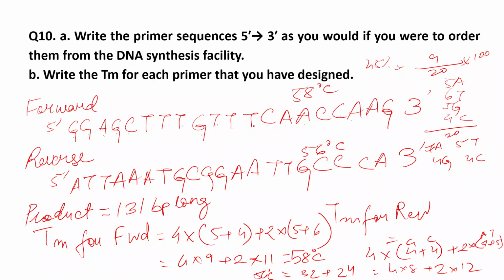And similarly here it will be 7 plus 5 is 12. 12 plus 4 is 16. 16 plus 4 is 20. So 8 by 20 into 100. So this will be 40%. Okay, then yeah, that's all.